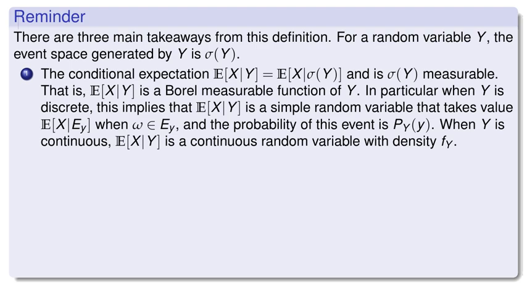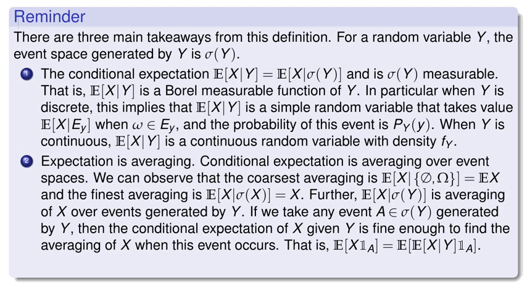Y. In particular, when Y is discrete or simple, this implies the expectation of X given Y is itself a simple random variable. It takes the value expectation of X given E sub y whenever the outcome omega falls into the event E sub y, when Y equals y, and the probability of this occurring is P sub Y of y. When Y is continuous, the conditional expectation of X given Y will generally be a continuous random variable related to the density f sub Y.